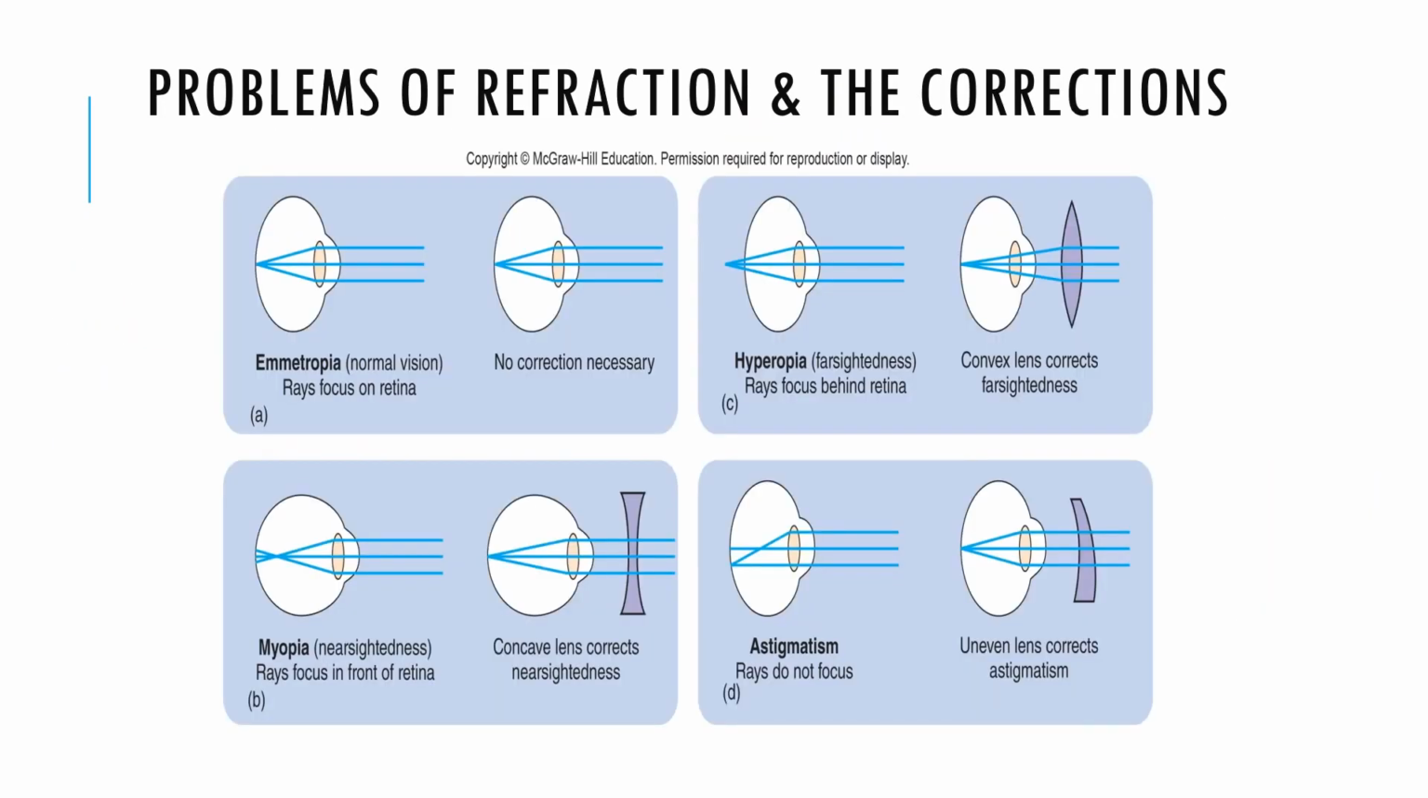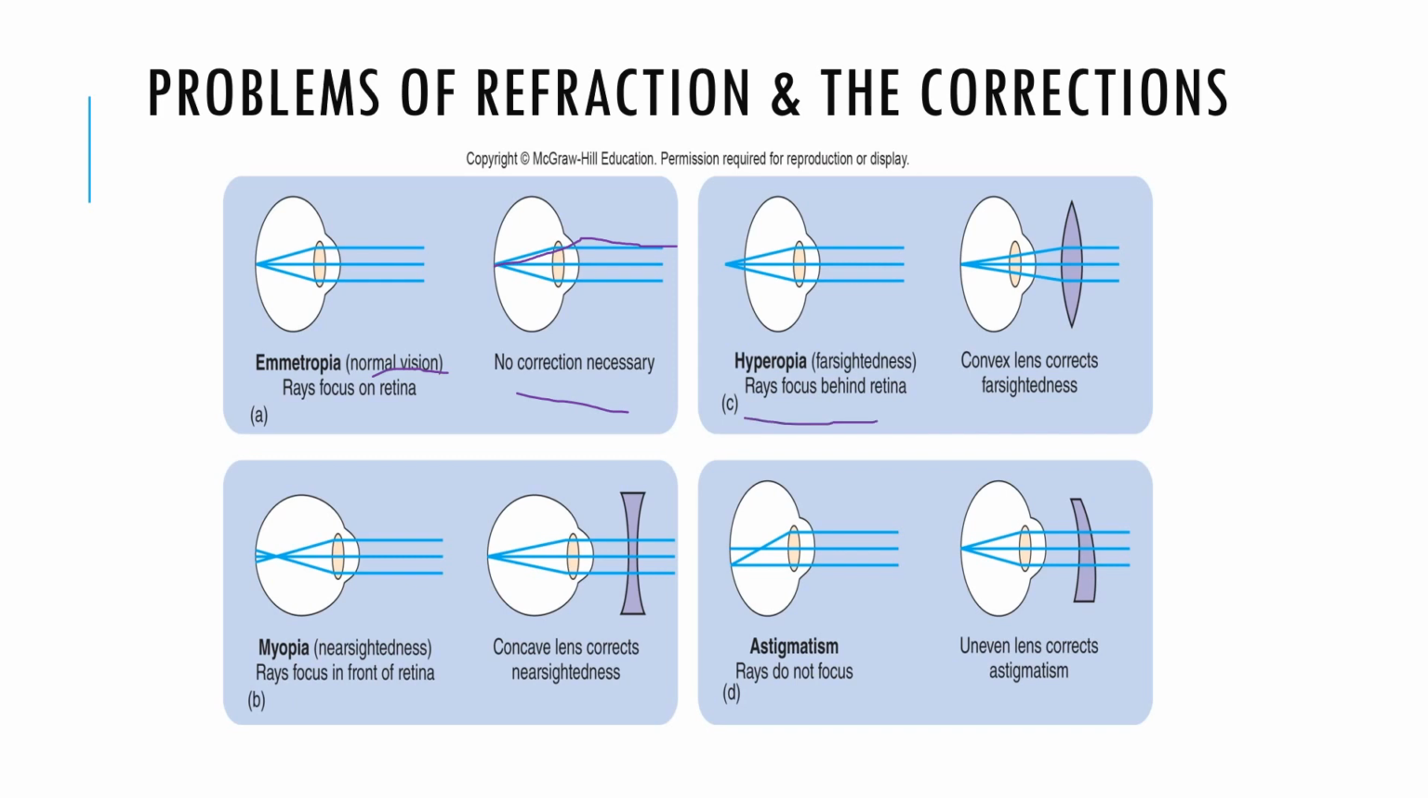So problems with refraction can occur and can be tested by the Snellen eye chart, which measures the accommodation of the eye at 20 feet. And so the condition of emmetropia is normal vision, and so there would be no correction necessary because the light coming in will project right onto the retina.